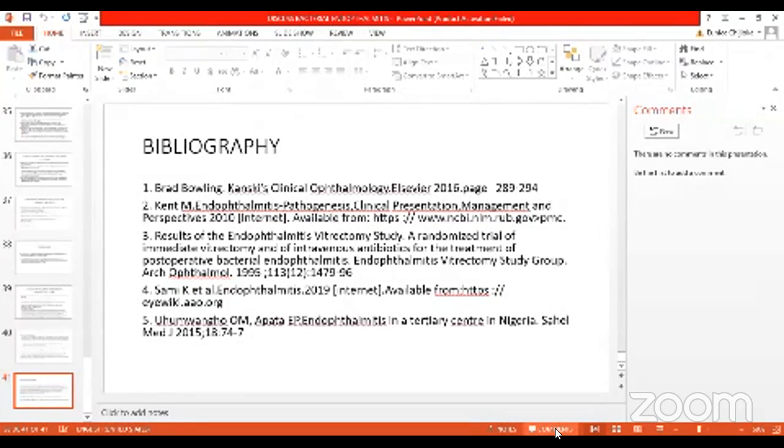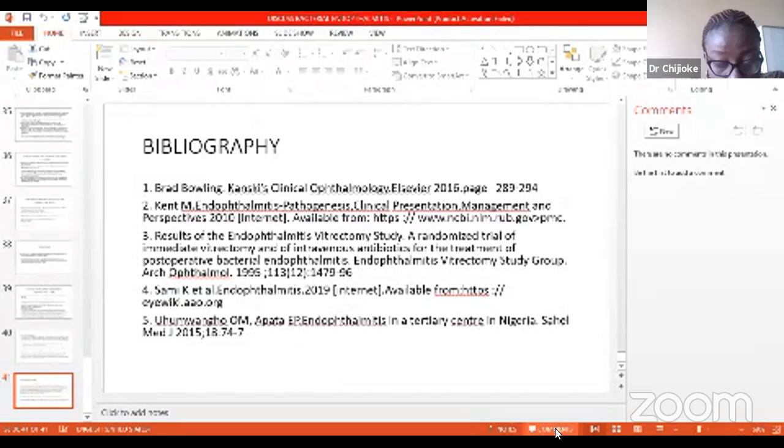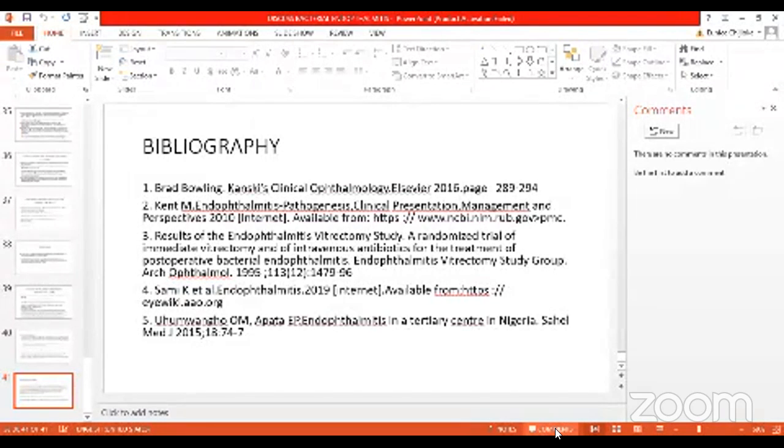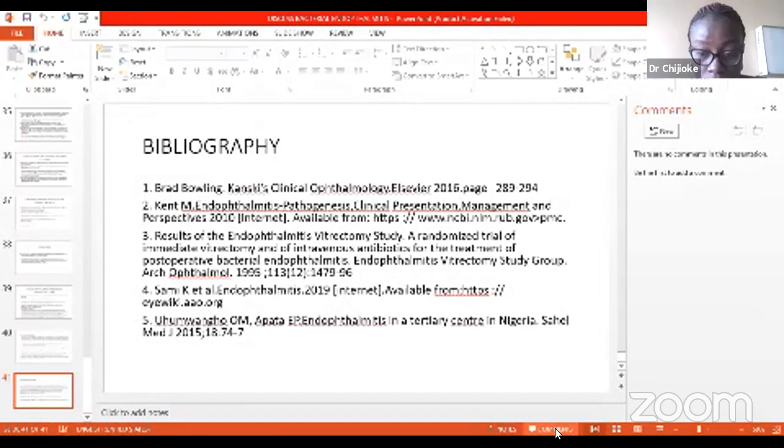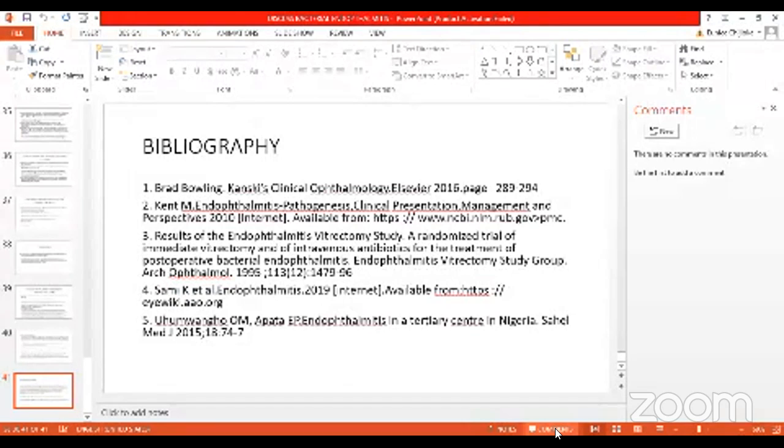Okay, Dr. Damta. Good morning. Thank you, Dr. Chijoke, for this presentation. I want to highlight what would be your treatment option, comparing the fact that post-operative endophthalmitis can occur in cataract surgery as well as in post vitrectomy or vitreous tap. And we know that the mainstay of our treatment most of the time is intravitreal injection.